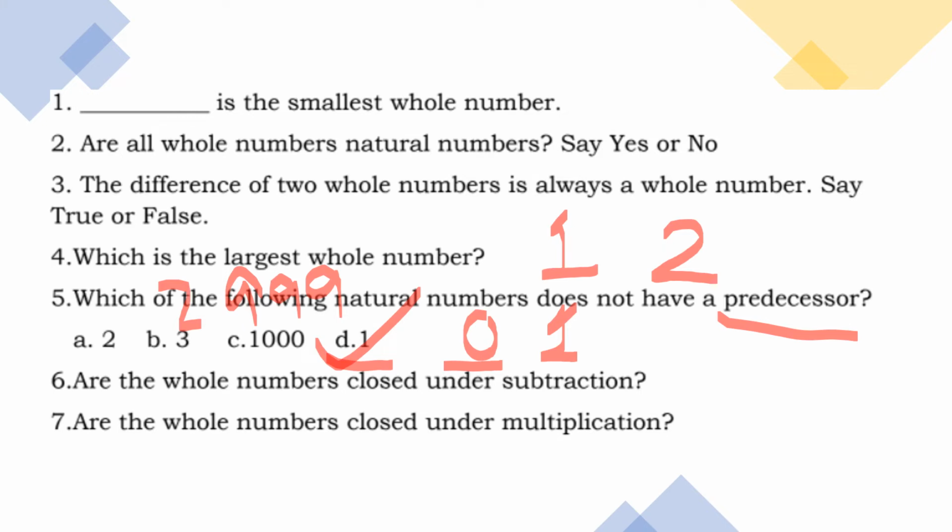Question number 6. Are the whole numbers closed under subtraction? We have already seen that the whole numbers are not closed under subtraction. So your answer will be no. In the 7th question, are the whole numbers closed under multiplication? Yes. Whole numbers are closed under multiplication. Let us check the answers in the next slide.